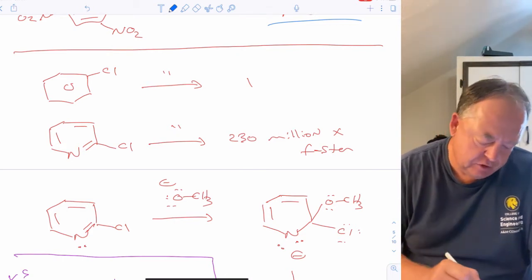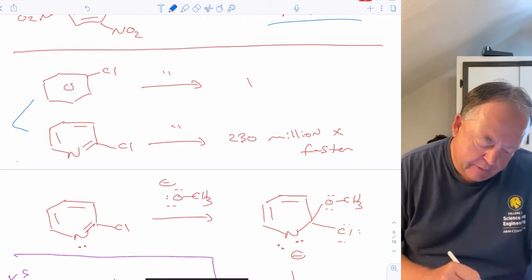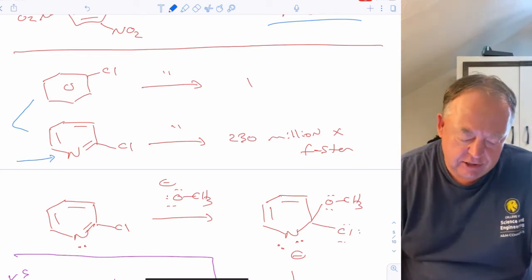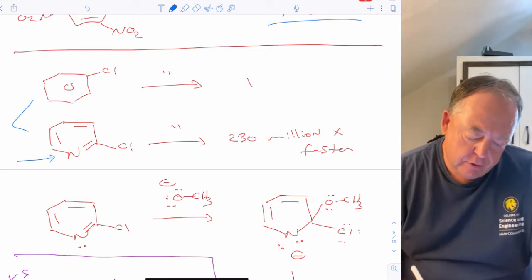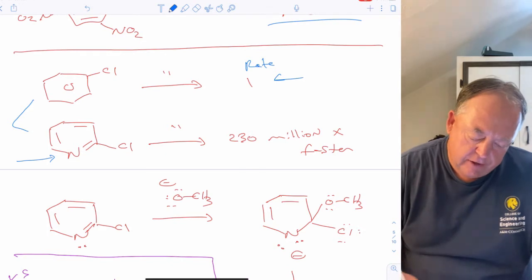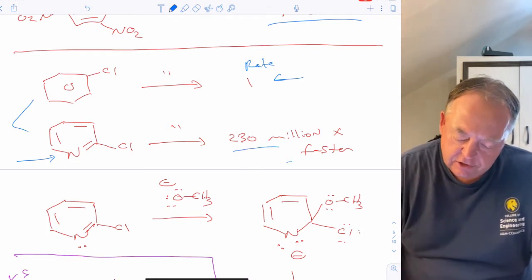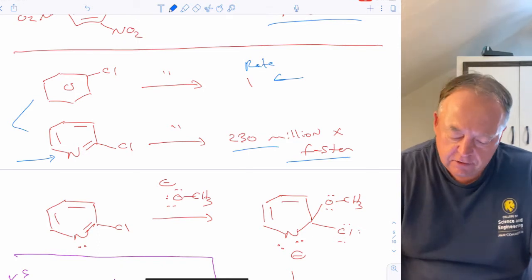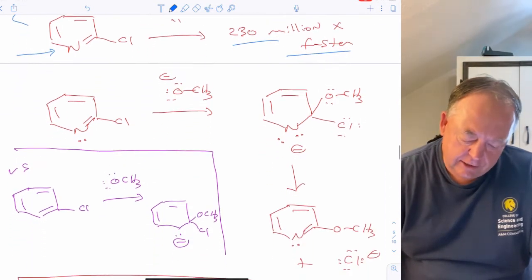So if we compared these two molecules, where you have a pyridine, right, a nitrogen inside the benzene ring. So if you did this reaction with chlorobenzene and that assigned that a rate of 1, if this is pyridine, where the leaving group is next to the nitrogen, that reaction is 230 million times faster. Right, so how does the nitrogen help?